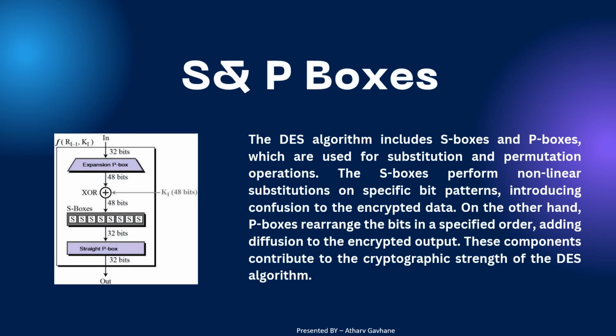S and P boxes. The DES algorithm includes S boxes and P boxes, which are used for substitution and permutation operations. The S boxes perform nonlinear substitutions on specific bit patterns, introducing confusion to the encrypted data. On the other hand, P boxes rearrange the bits in a specified order, adding diffusion to the encrypted output. These components contribute to the cryptographic strength of the DES algorithm.